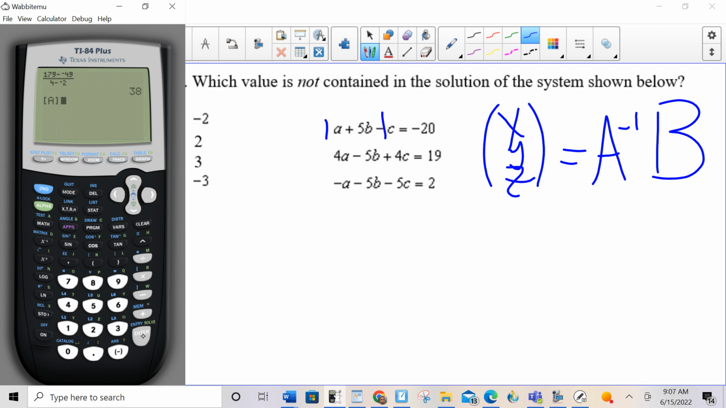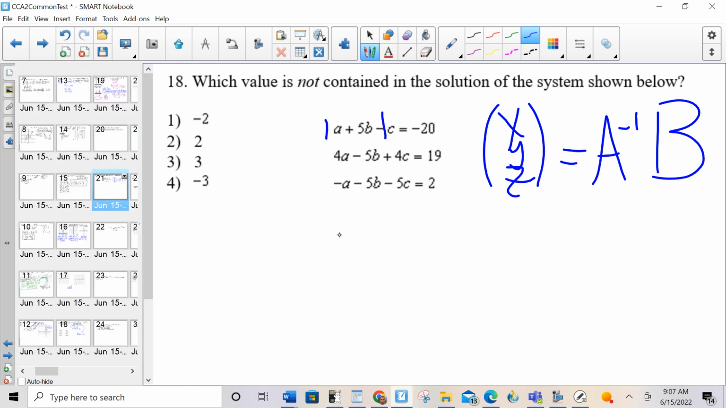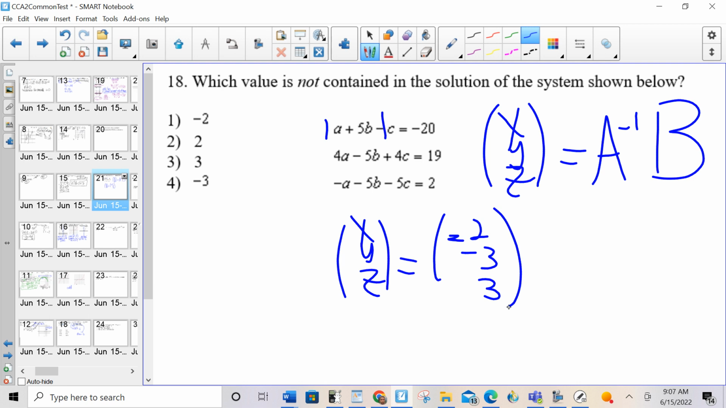I hit enter on A. Inverse is that same button I keep on pressing, but without hitting the second. And to type in B, the same way I typed in A, second matrix B. That's X, Y, Z. So X, Y, Z equals negative 2, negative 3, 3. That means that X is negative 2, Y is negative 3, Z is 3.